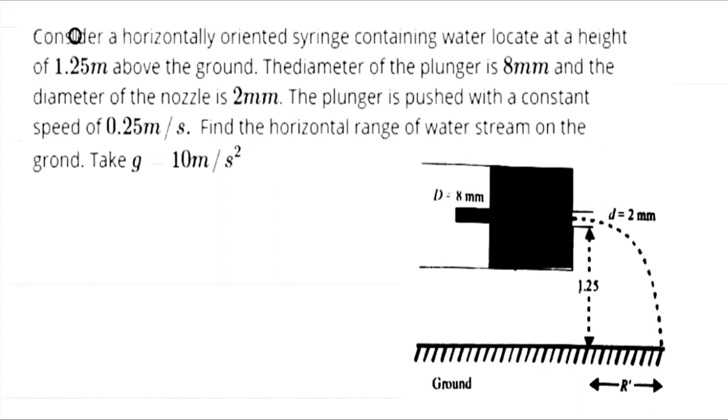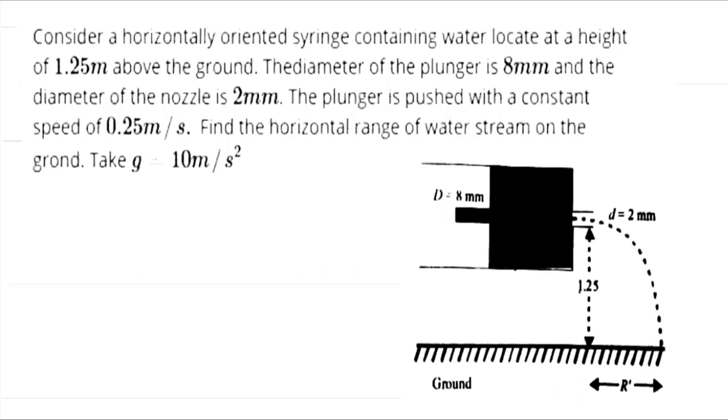The given question is, consider a horizontally oriented syringe containing water located at a height of 1.25 meter above the ground. The diameter of the plunger is 8 mm and the diameter of the nozzle is 2 millimeters. This piston type structure is called the plunger, whose diameter is given to be 8 mm, and this opening diameter is given to be 2 mm. The plunger is pushed with a constant speed of 0.25 meter per second. Find the horizontal range of water stream on the ground. Take g equals to 10. So we have to find this range, at what range the water is falling from the nozzle.